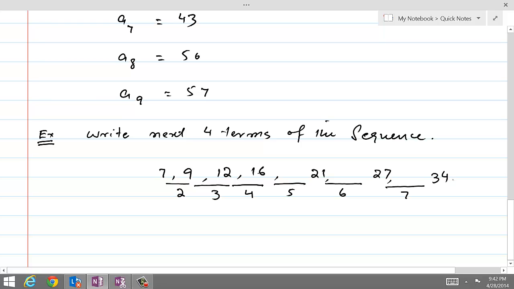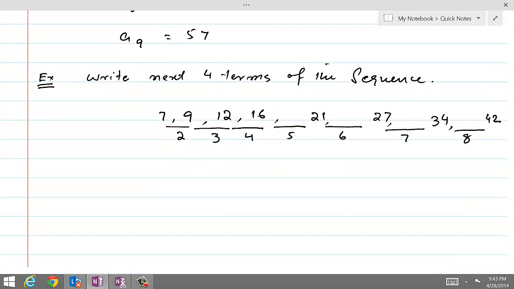So that way we can continue writing the next term of the sequence. This time the difference would be 8, and the next term of the sequence would be 42. So this is how, and we have the required number of terms, which is 4. So 21, 27, 34, and 42 are the required terms.